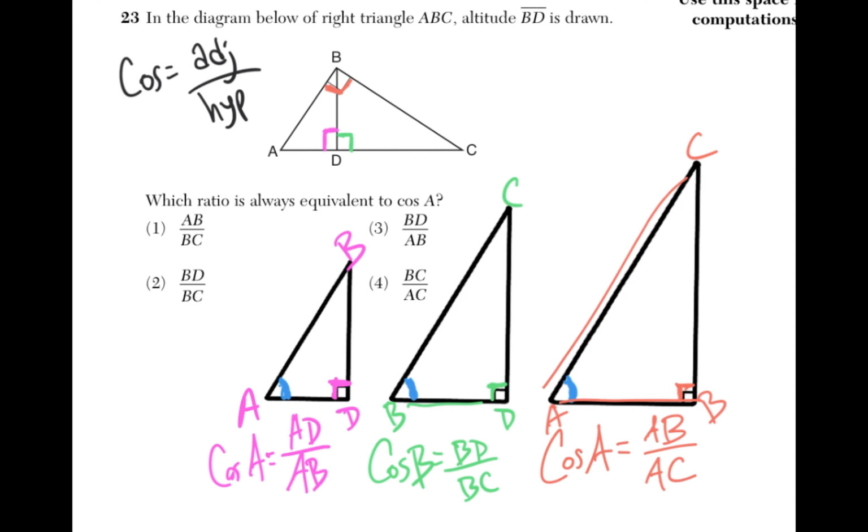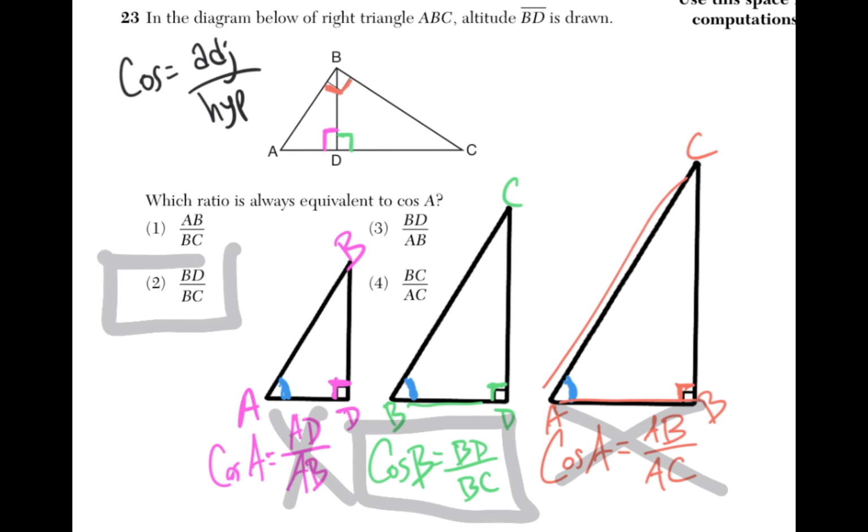Amazing. And so now when we take a look at these 3 ratios, AD over AB, BD over BC, and AB over AC, do these match any of our 4 possible answers? Well, I know in the case of AD over AB, nope, there's no match. Likewise for AB over AC. However, I recognize that for cosine B, BD over BC, that is an option. In fact, it's option number 2. This is the correct answer.